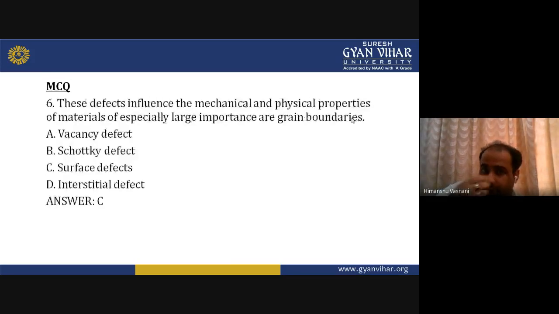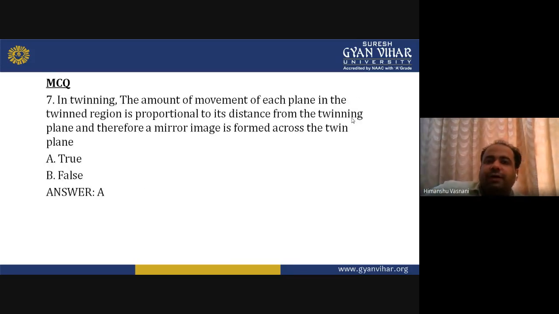Now in twinning, the amount of movement of each plane in the twin region is proportional to its distance from the twinning plane, therefore a mirror image is formed across the twin plane. Is it true or false? Remember, twinning gives the same images, one on either side of a twin region. So it's true. In the image there is a distorted region in the center and on both sides you have the same region.